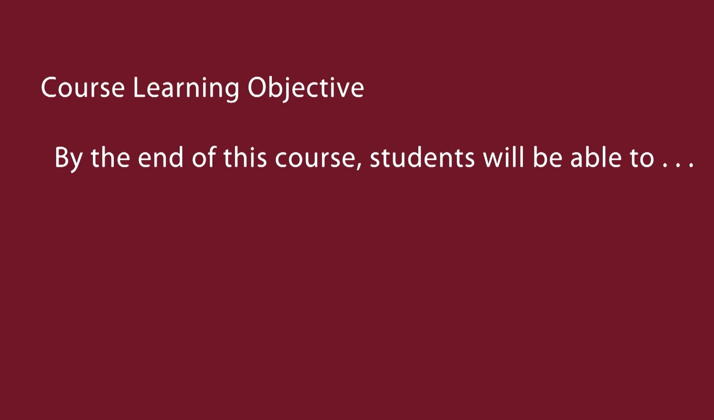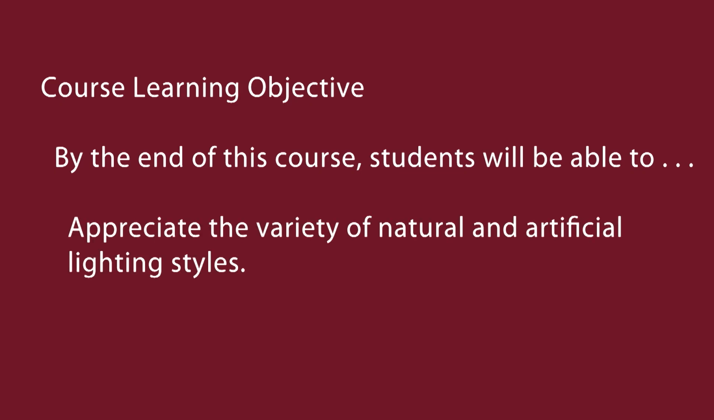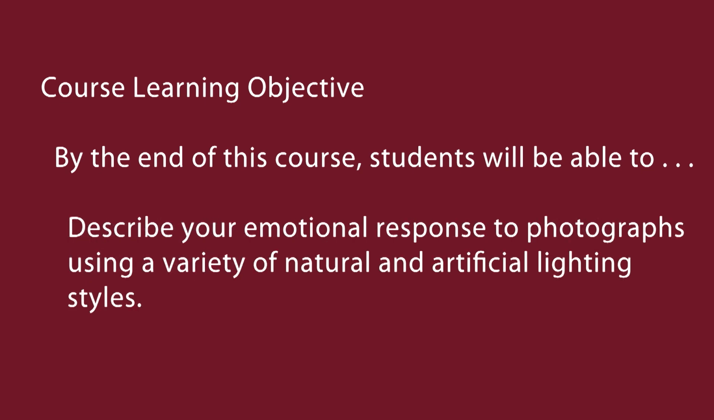Typically, when reviewing courses, we often see learning objectives with wording that appears to be measurable, but in reality, they are not. We'll give you a few examples. Here's one. Appreciate the variety of natural and artificial lighting styles. Well, we certainly cannot measure a person's appreciation for anything. That's internal. What we might be able to measure is the following. Describe your emotional response to photographs using a variety of natural and artificial lighting styles.